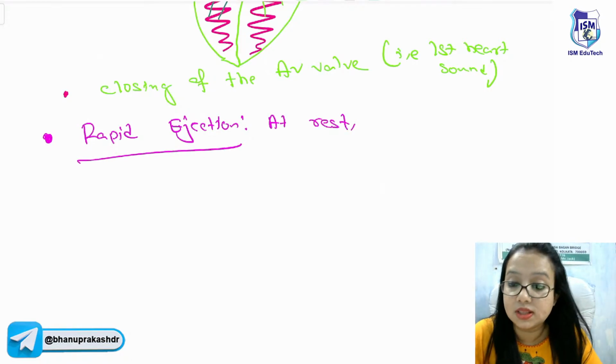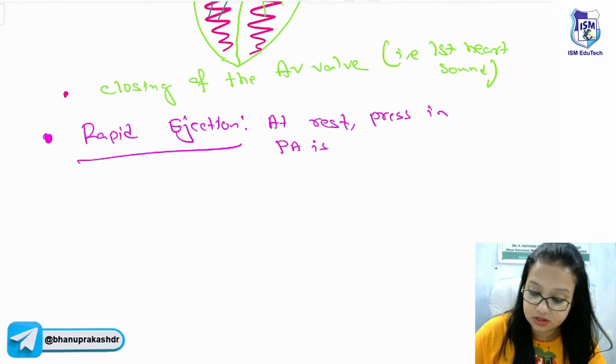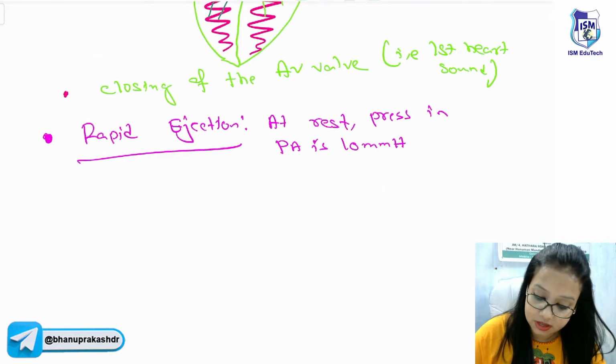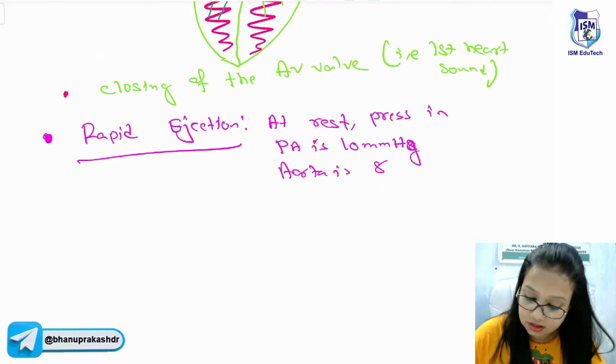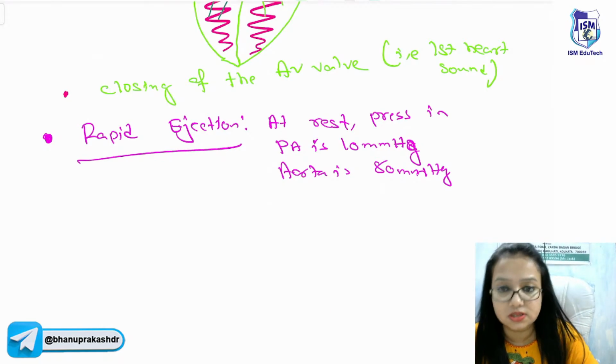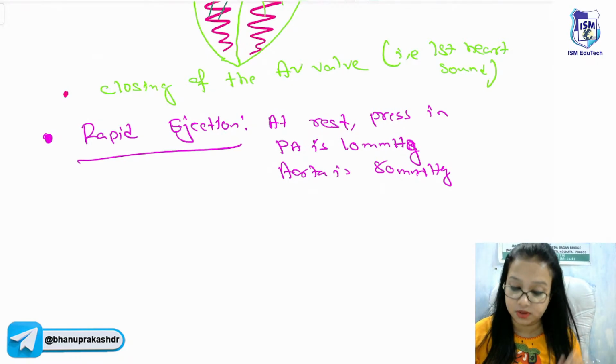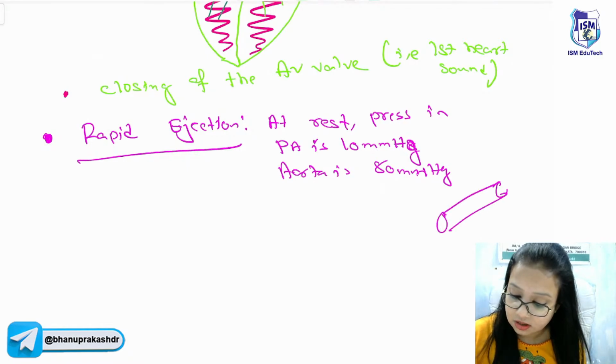Now, one thing, at rest, means when the heart is not contracting at all, the pressure in the pulmonary artery is 10 mmHg, and the pressure in the aorta is 80 mmHg. So this is the pressure that is always maintained. That is, even after ejection of the blood, this pressure is maintained in the blood vessel, because blood vessels are structures that always have a column of blood. No blood vessel is devoid.